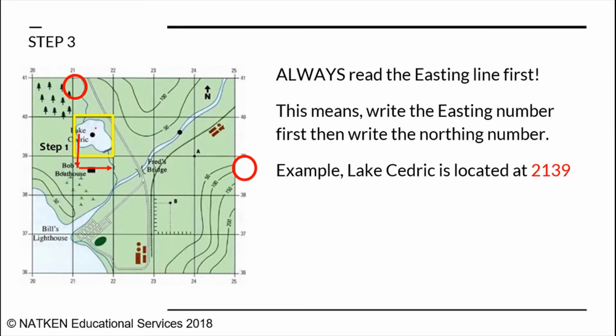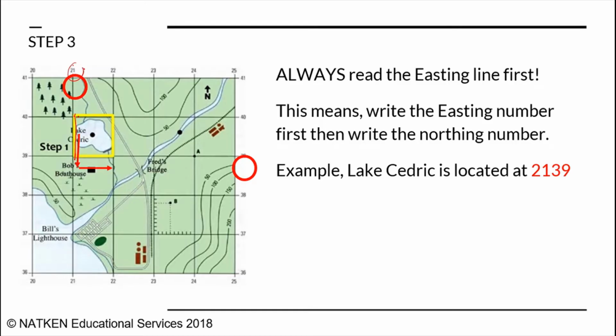Since we're doing the capital letter L and we're doing the line that is vertical first, which is our easting line, it shows us that we should always read our easting lines first. So here is Lake Cedric. We would do our easting line first, which is this one. We're seeing the easting line that is close to Lake Cedric here.